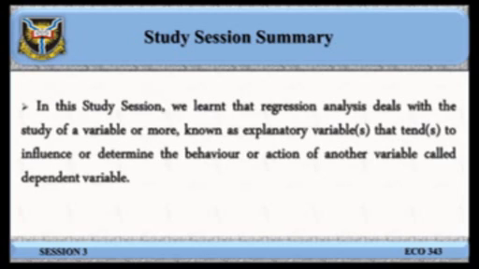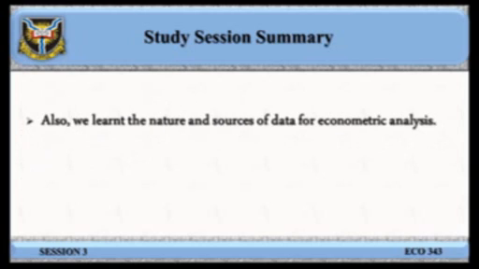Study section summary. In this study section, you learn that regression analysis deals with the study of one or more variables, known as explanatory variables, that tend to influence or determine the behavior or action of another variable called the dependent variable. Also, you learn the nature and sources of data for econometric analysis.